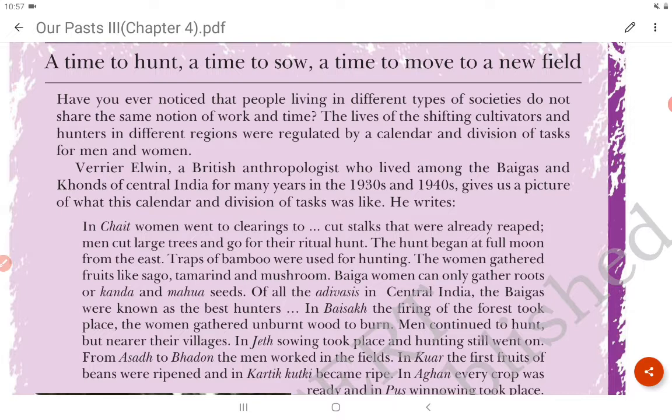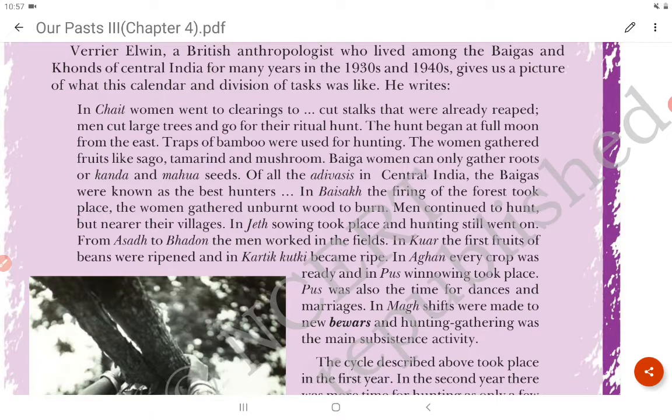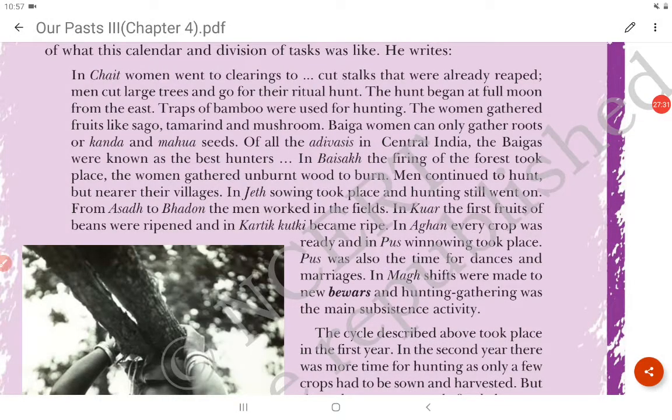Verrier Elwin, a British anthropologist who lived among the Baigas and Gonds of central India for many years in the 1930s and 1940s, gives us a picture of what this calendar and division of tasks was like. He writes: In Chait, women went to clearings to cut stalks that were already ripe. Men cut large trees and went for their ritual hunt.